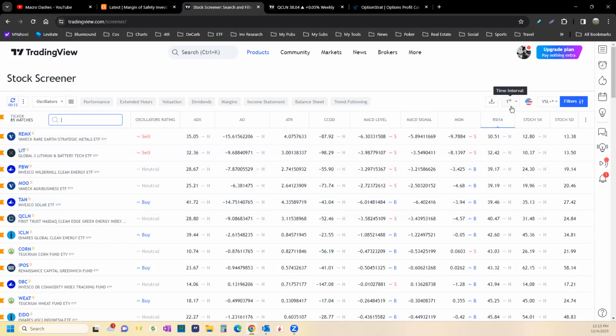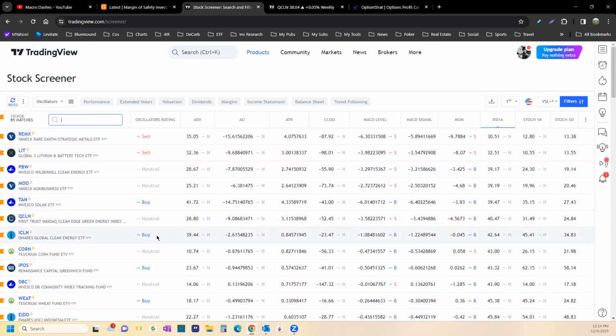So this is the weekly chart. It measures every Friday how things have gone over the prior weeks. PBW marked at neutral, and I think it's very cheap. Invesco Solar rated as a buy. I think it's very cheap, just turning up.